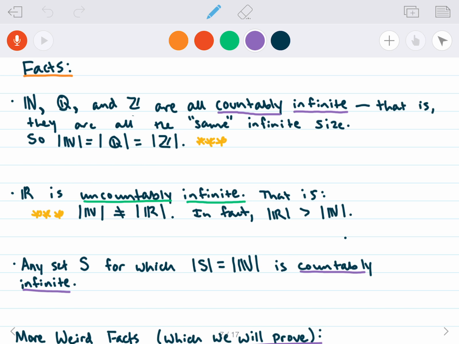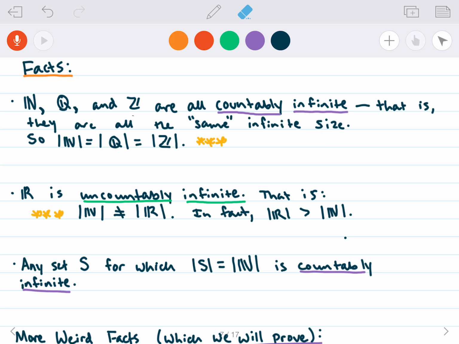I'm just going to list some facts here without proof, and then we'll prove some of these things. The naturals, the rationals, and the integers, as I mentioned, are all countably infinite. So they're the same infinite size, and that is the easiest infinity that we can understand. They call it aleph null. There's a symbol, but it's called aleph null. It's like the smallest level of infinity.